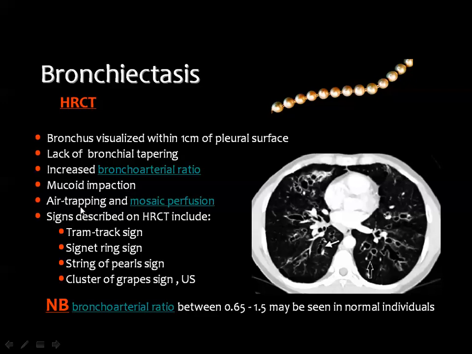Then you may get mucus infection, like in cases of cystic fibrosis, for example. You may get areas of air trapping and mosaic appearance. You may get transbronchial spread of infection and the tree-in-bud opacities, as I have mentioned. And these are the signs: the tram track sign, the signet ring sign, and the string of pearls sign. The string of pearls means that you get many dilated bronchi arranged in a single line like this, and we call this the string of pearls.